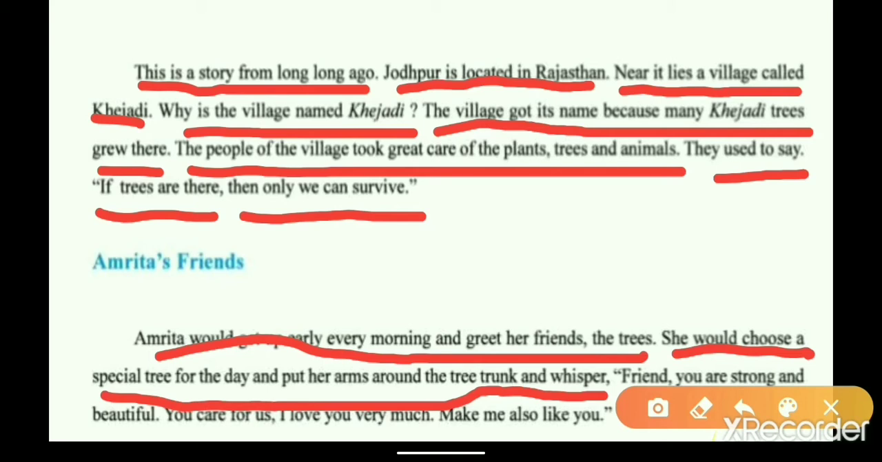So she used to tell, "You are so strong and beautiful. You care for us. I love you very much. Make me also like you."